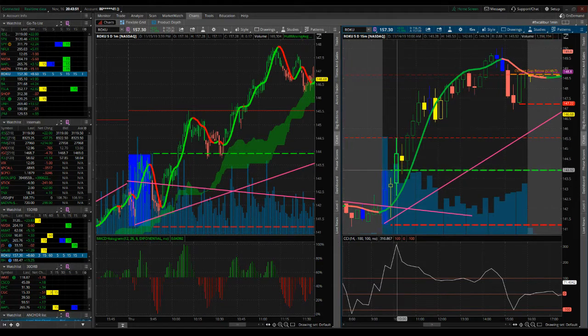So how do we get this entry, right? They gave us this inside 15. Do we just buy off the inside 15? What can we use on the shorter term time frame to help us determine if it makes sense to take this entry? Well, we use the cloud. We use the Sequoia method right here.